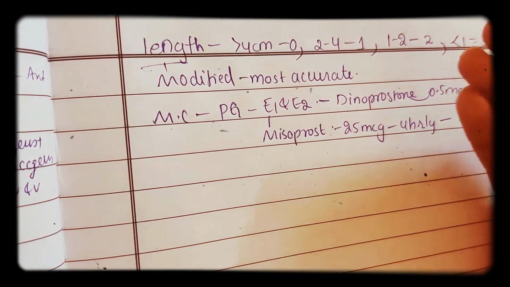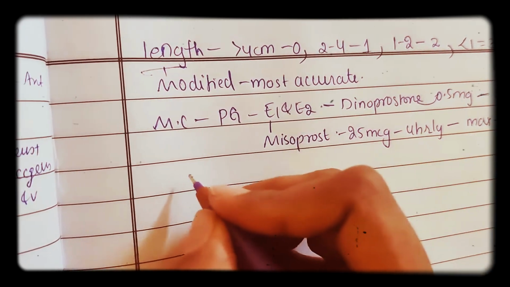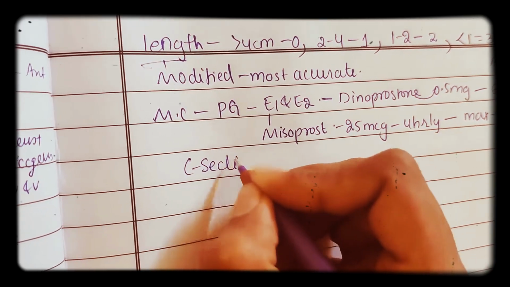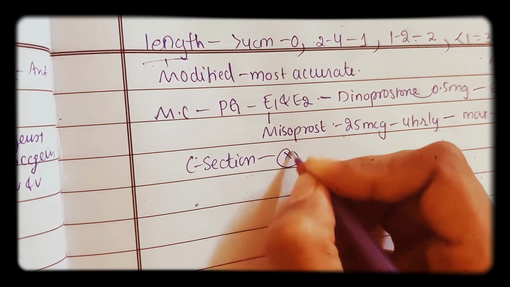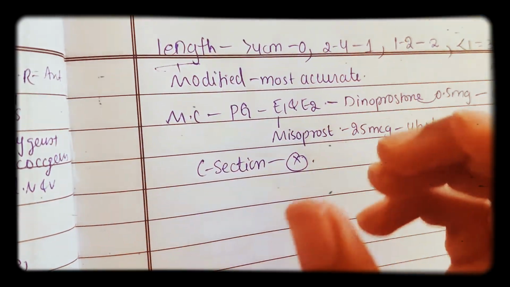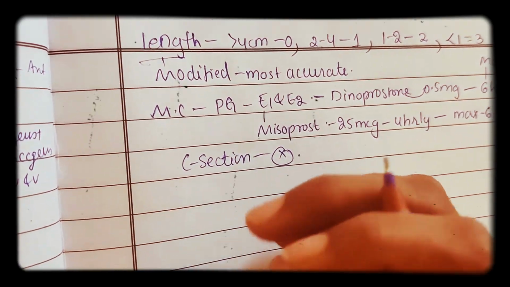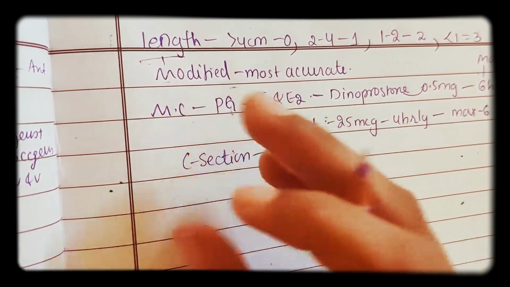In patients with previous history of cesarean section, prostaglandin cannot be used. If the patient has already had a cesarean section in the past, then you can't give prostaglandin to this patient. But induction is not contraindicated. One statement is that induction of labor is not contraindicated in the case of heart disease patients and also in pregnant women with previous cesarean section.